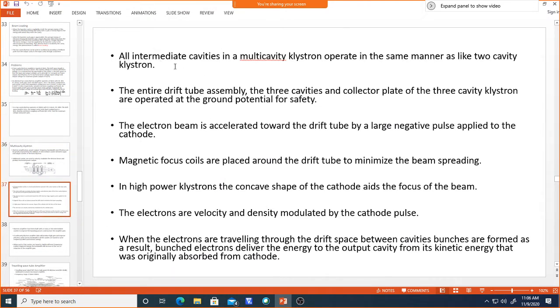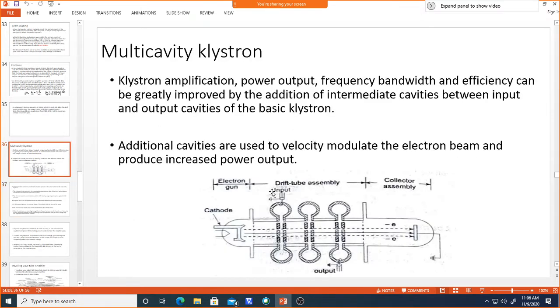So as I said, all the intermediate cavities in the multi-cavity klystron operate in the same manner as in the two cavity klystron. This is an important point for safety: all these assemblies are grounded. The entire drift tube assembly and collector plate, as well as the input, the collector and the drift tube assembly, will be grounded.